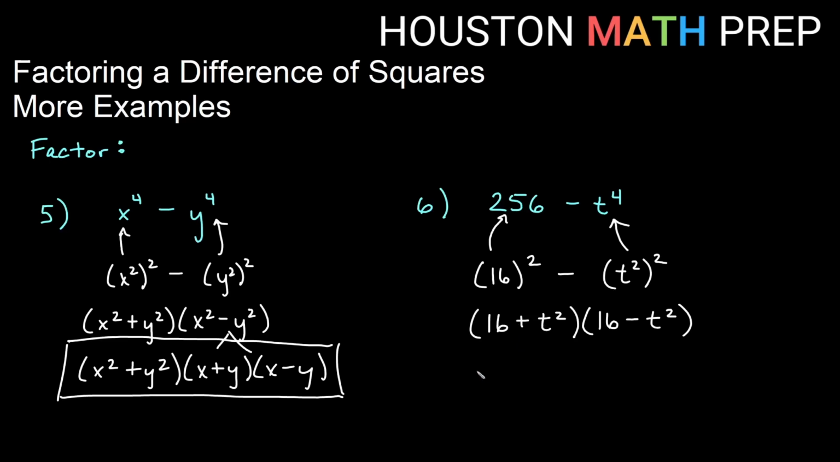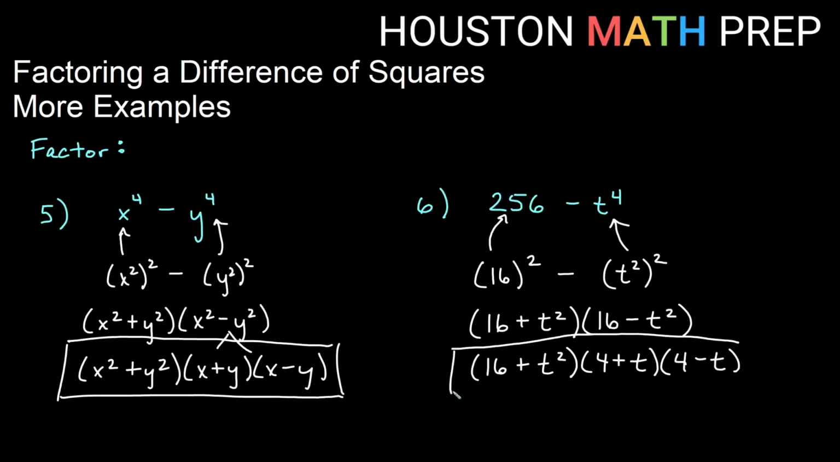Sum of squares here again will stay, does not factor further, but this again is a difference of squares. This is 4 times 4, and this is t times t, so I should get 4 plus t and 4 minus t. Okay, several examples there, some of them with multiple differences of squares within one problem.